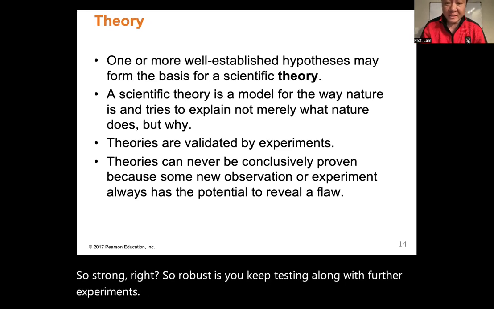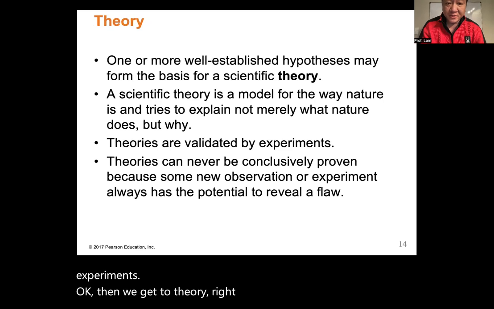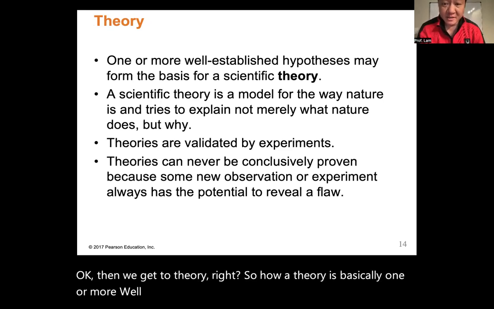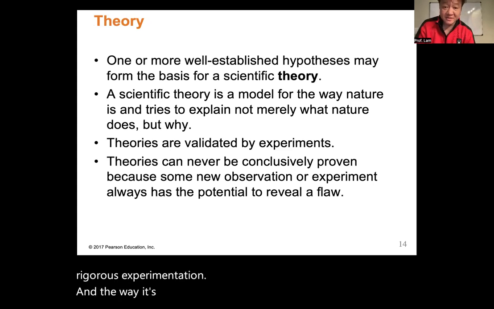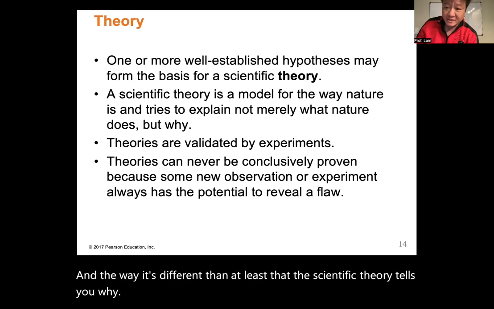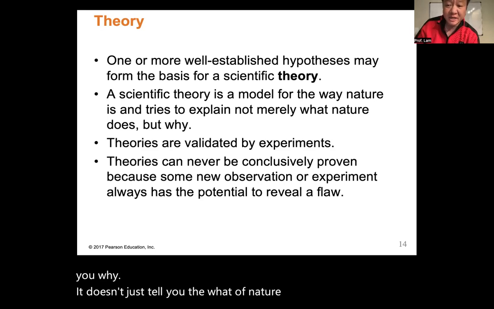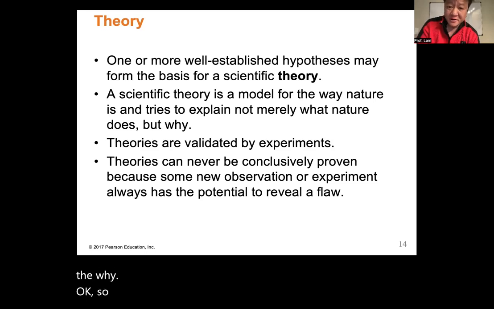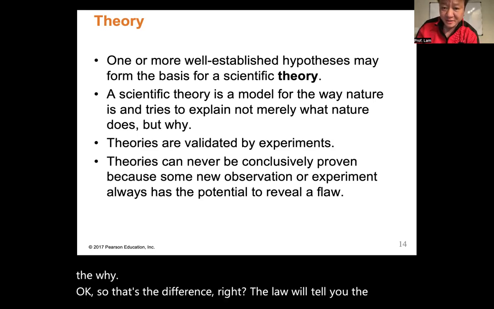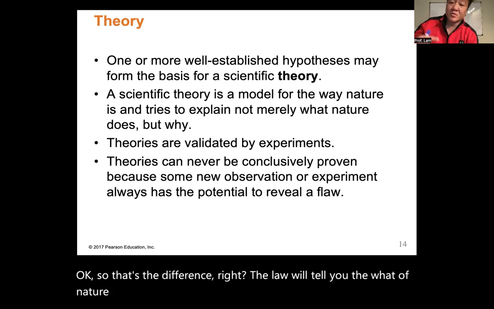Okay, then we get to theory, right? So a theory is basically one or more well-established hypotheses, and it's formed also from rigorous experimentation. The way it's different than a law is that the scientific theory tells you why. It doesn't just tell you the what of nature, but it will try to explain the why. Okay, so that's the difference, right? The law will tell you the what of nature, but the theory will go one step further and tell you why it is that way.